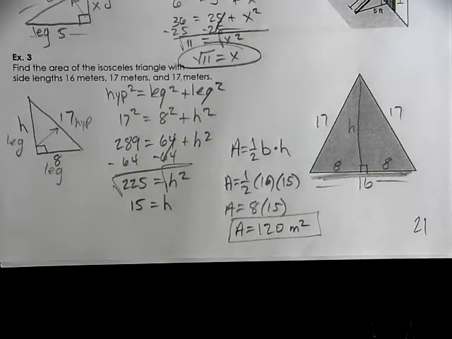That's a tough one. We had multiple steps to do there. Number one, we had to figure out the height. Number two, we had to plug that height into the area formula of half a base times height.